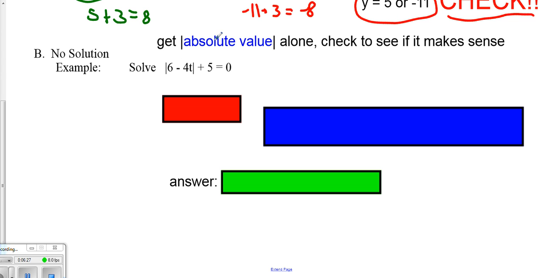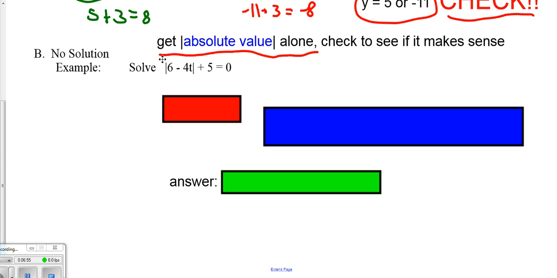Now, before even going through and solving it all, sometimes you can find out, oh, we don't have to solve this one. So like usual, first step is to get the absolute value piece alone. Okay? Once you have the absolute value piece all alone, check to see if it makes sense. If you have an absolute value equaling a negative number, well, absolute values are always positive. So if it equals negative, it doesn't make sense.